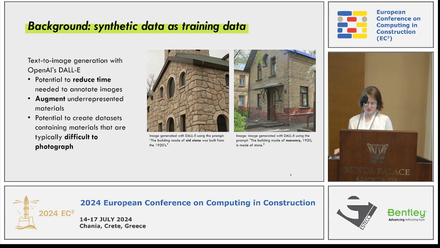Studying the potential of synthetically generated images as training data is worthwhile because of a few benefits. There's a potential to reduce the time needed to annotate images. A fully realized solution would just require the name of the material of interest, and from that point, you could make an unlimited amount of images within minutes. Synthetically generated images could augment data sets where not enough images of a specific material were collected from GPS coordinates. And synthetically generated images have the potential to create data sets where materials that are typically difficult to photograph, like office interiors, are included.